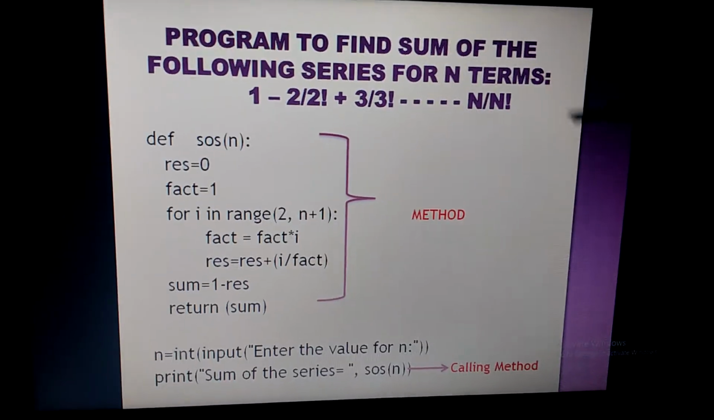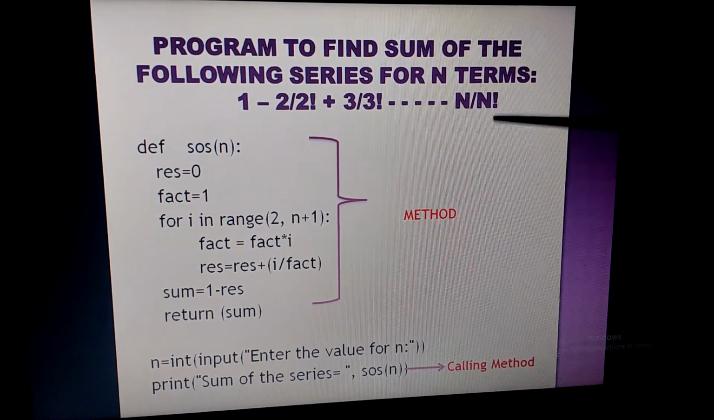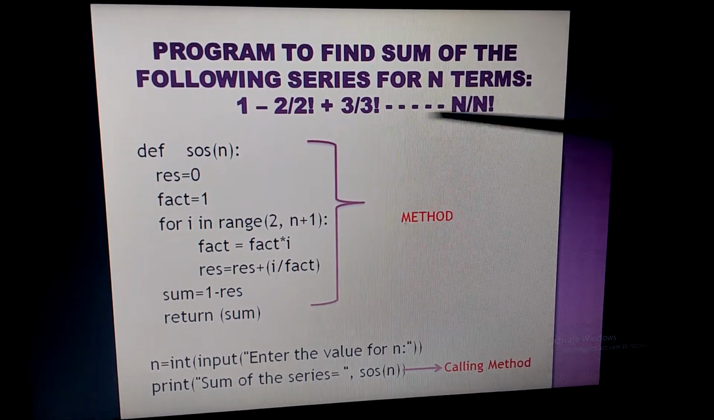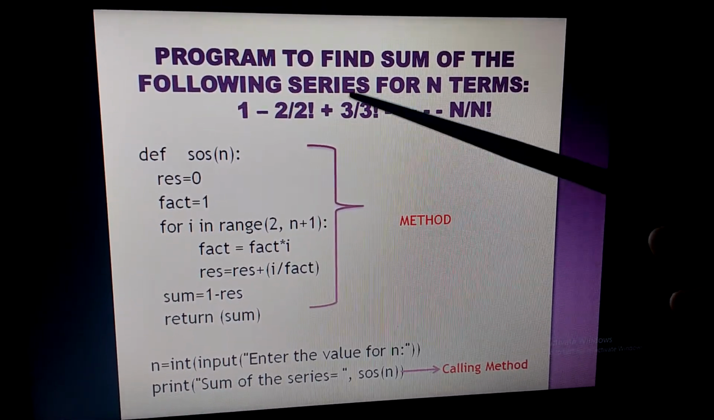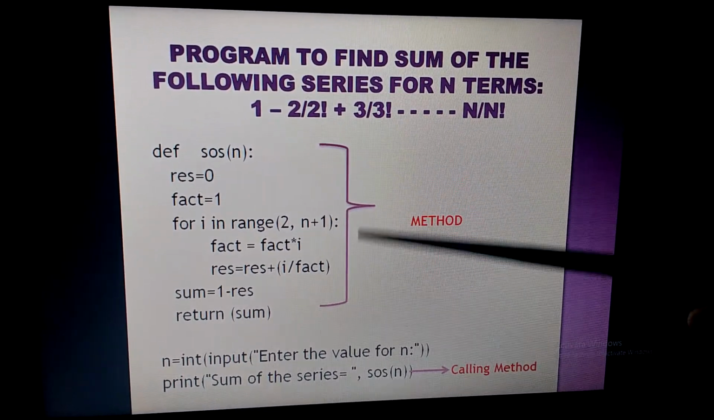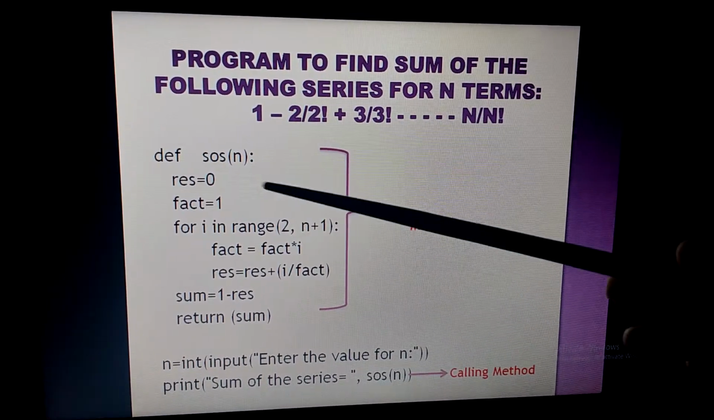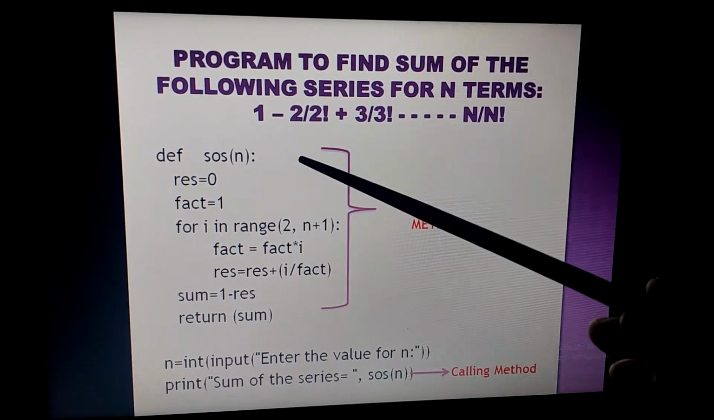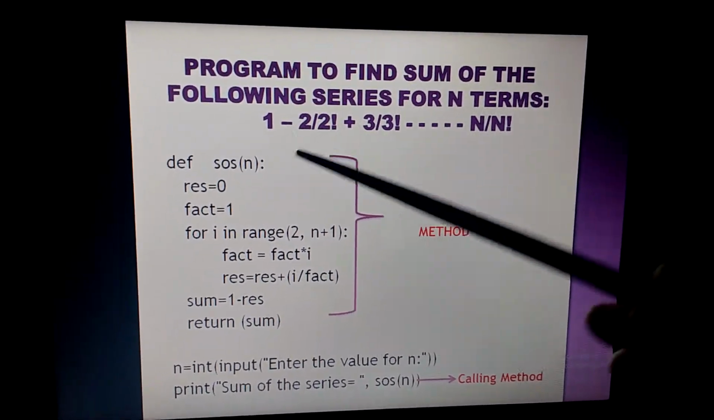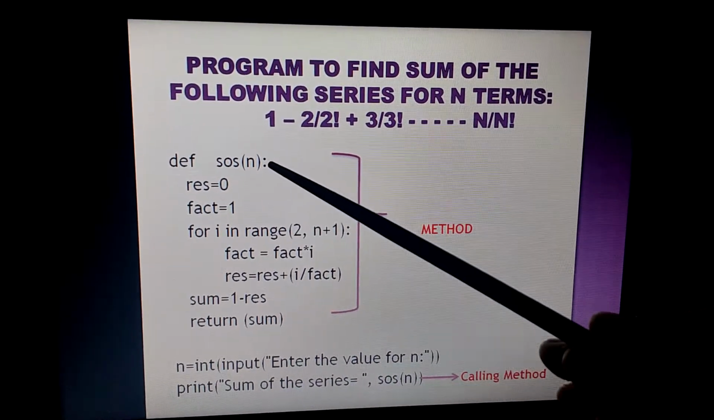This is your 7th lab program, where you are asked to calculate the terms given: 1 plus 2 by 2 factorial plus 3 by 3 factorial up to n terms. I have written this program in Python using the method SOS of n, where n is the number of terms. Till what term you want, you can pass that value of n.